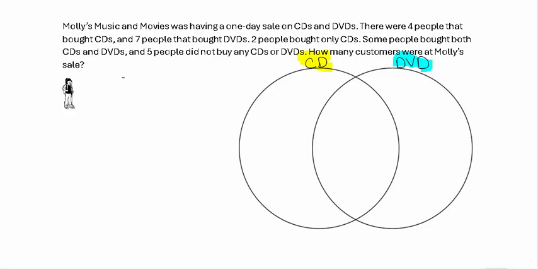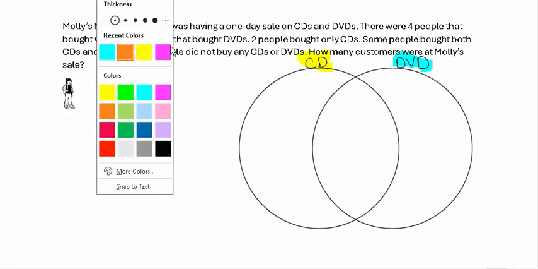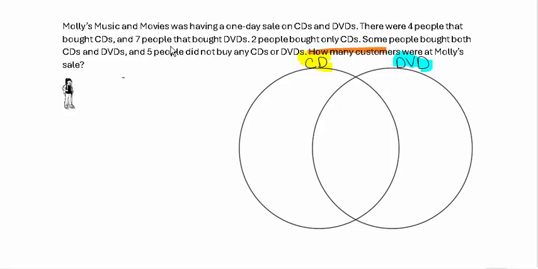All right, so I heard CDs and DVDs a lot, so I know that they're talking about CDs and DVDs, and they're talking about a sale at a store. So let's read it again, and first, let's look at where's the question that they're actually asking us here. So the question is here. How many customers were at Molly's sale? All right, so they're asking us how many customers were at the sale.